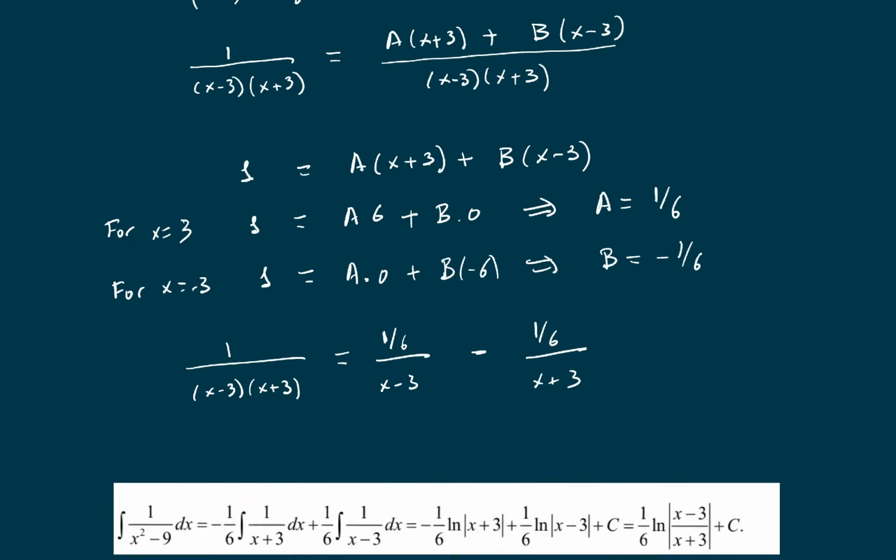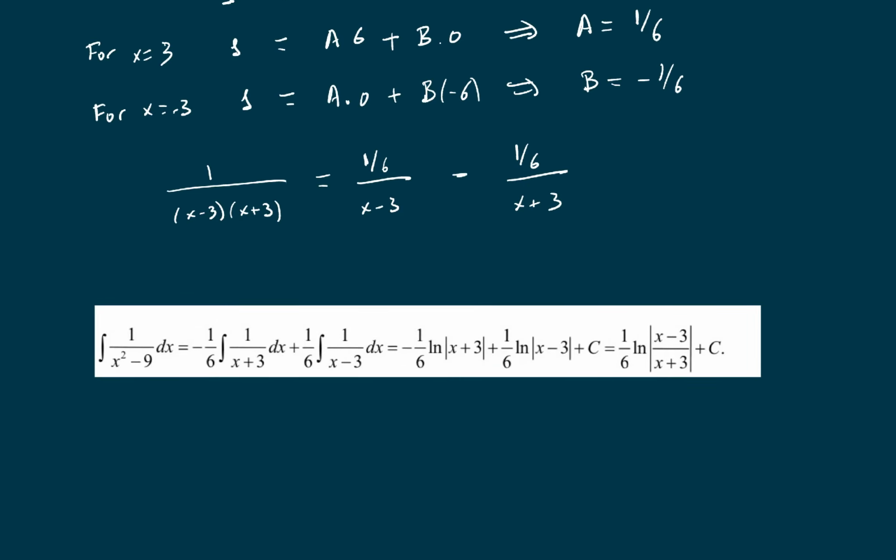So let's do it. The integral of 1 divided by x squared minus 9 is minus 1/6 multiplied by the integral of 1 over x plus 3 dx, plus 1/6 multiplied by the integral of 1 over x minus 3 dx. But this integral is the natural log of x plus 3, and this integral is the natural log of x minus 3. Or if you prefer, 1/6 multiplied by the natural log of x minus 3 divided by x plus 3, plus C. And the problem is solved.